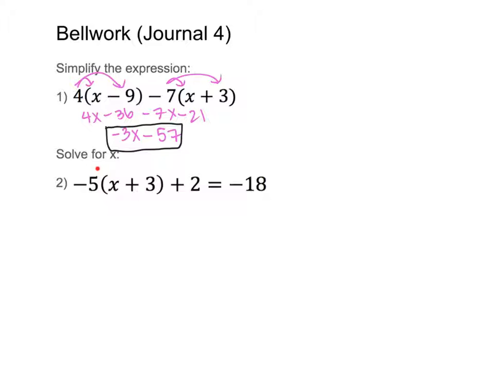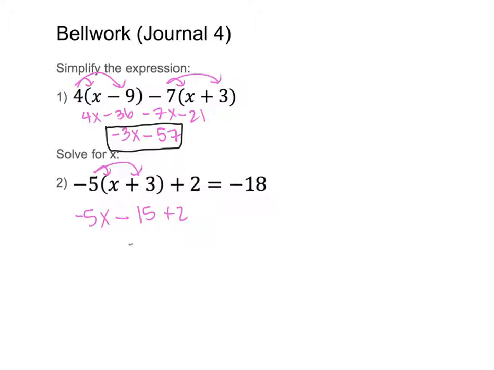So with solving for x, this one here says solving, we have to get x by itself in the very end because I need to know what the value of x is going to be. So if I want to do that, I'm going to first have to, just like before, distribute that negative 5 into my parentheses. So that gives me negative 5x minus negative 15 plus 2.